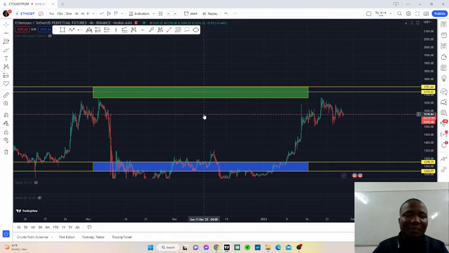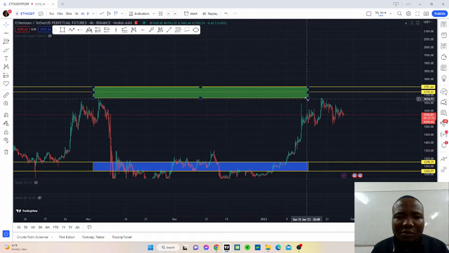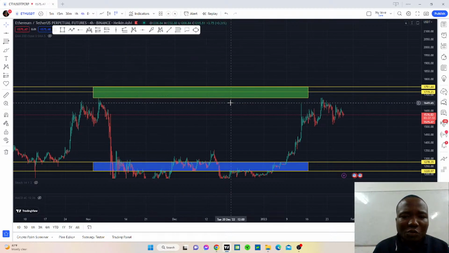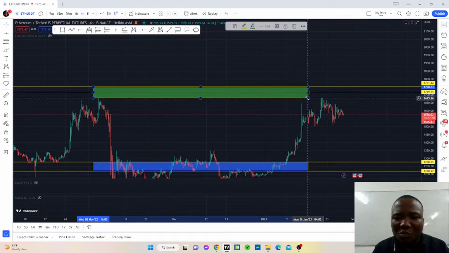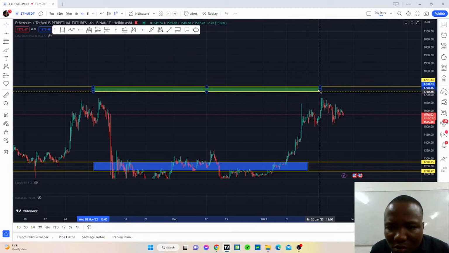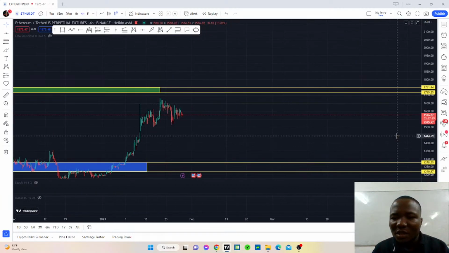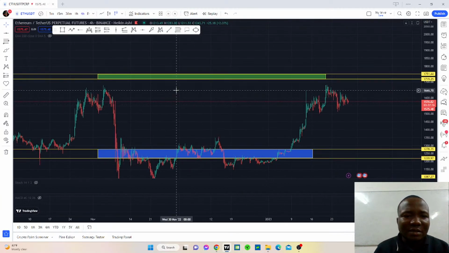Once you have back tested, you will now bring out this particular tool. Like I said in my previous video, if you don't know the tool, you put the arrow on the tool and it will tell you what the tool is. So this is a rectangle tool. Then you select the rectangle tool and you mark it in between that zone. Make sure it's perfect. And see, this one is perfect. Then you extend it as much as you like.